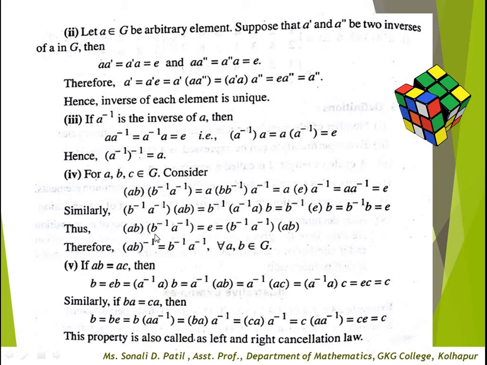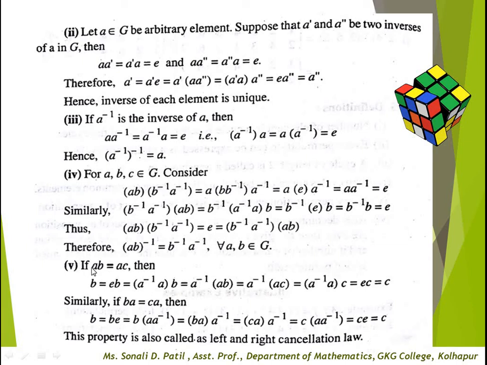So thus (AB)(B inverse A inverse) is equal to E, which is equal to (B inverse A inverse)(AB), because these two equations get the same value E. If we divide by AB, then what will we get? B inverse A inverse is equal to E divided by AB, and next we take a reciprocal on the right hand side. Then what will we get? (AB) inverse is equal to B inverse A inverse for all A, B belongs to G.